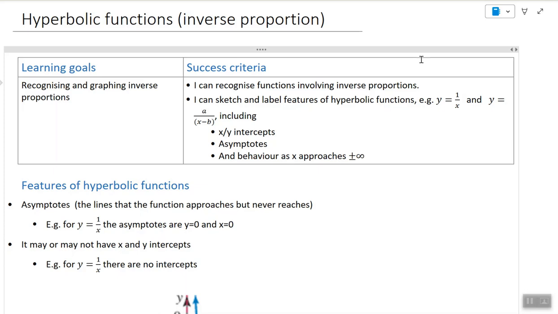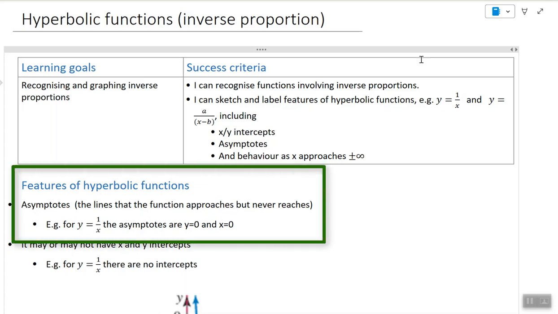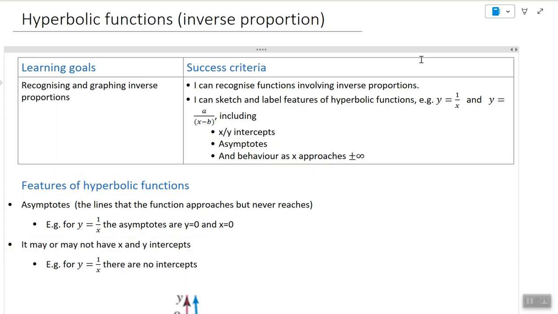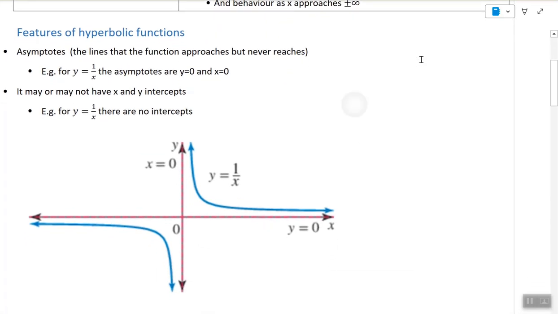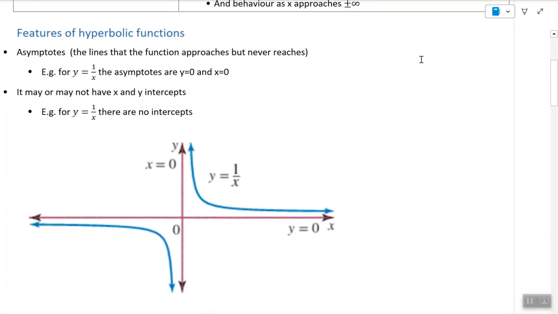So here's some features of a hyperbolic function. They have this thing called an asymptote. An asymptote is where the function never reaches. Another feature of a hyperbolic function is it may not have an x or y intercept. So this is what a hyperbolic function looks like.